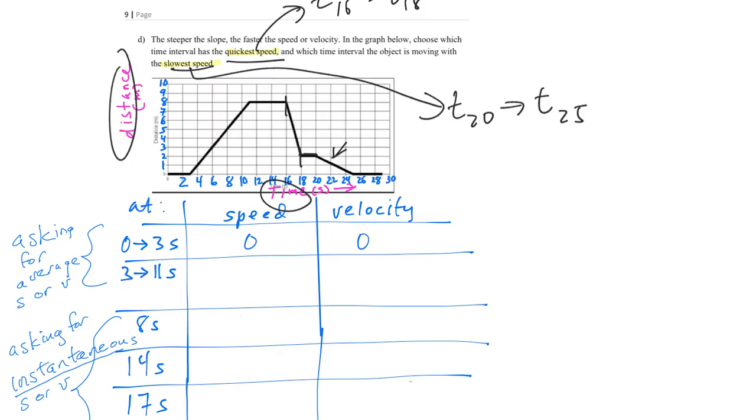That's where you're slowest. Okay, so I'm just asking you to find the speeds and velocities here. Speed is just the magnitude of velocity. So let's find the velocities. 0 to 3 seconds, you have a horizontal line right here. So that's zero speed, zero velocity.